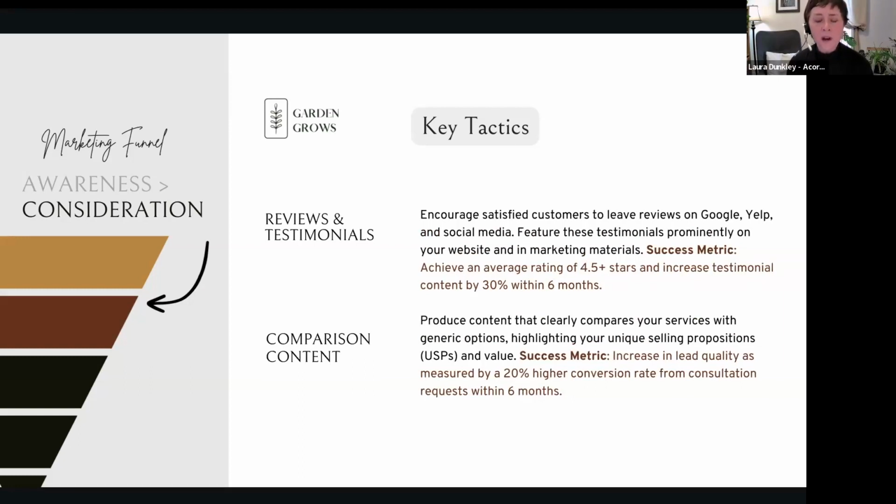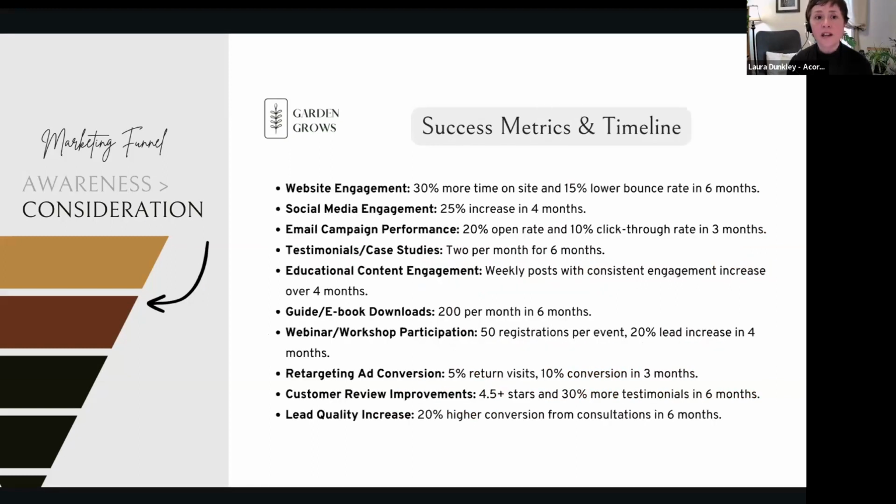And then comparison content is interesting. So producing content that clearly compares your services with potentially a generic option, right? You don't want to necessarily call out your competitors, but if you set yourself apart, you want to let them know how you've set yourself apart from your competitors, and really, really talk about that unique selling proposition. And that will help them decide. And that's where they are, right? They're in that consideration stage.